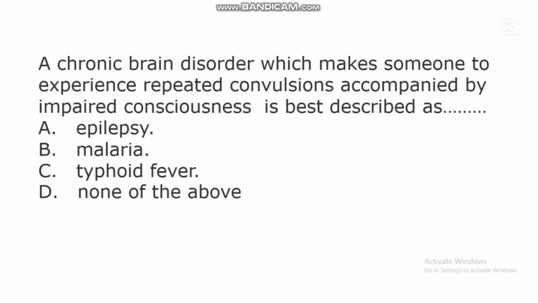The next question says, a chronic brain disorder which makes someone experience repeated convulsions accompanied by impaired consciousness is best described as dash. A. Epilepsy. B. Malaria. C. Typhoid fever. D. None of the above. In this question, the correct answer is A. Epilepsy.